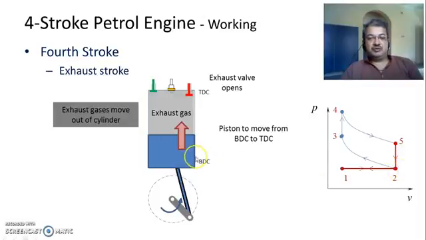Then when the piston moves from bottom dead center to the top, the volume is getting reduced. So that represents process 2 to 1. So this is the final stroke. And then this cycle is repeated: 1 to 2, 2 to 3, 3 to 4, 4 to 5, 5 to 2, 2 to 1. So it is repeated. This cycle has all the 4 different strokes that we discussed.